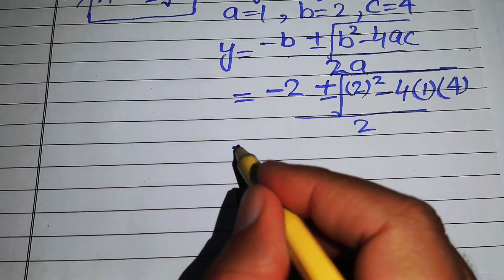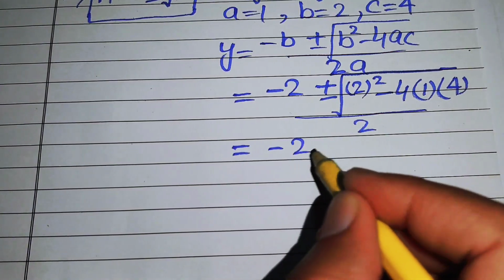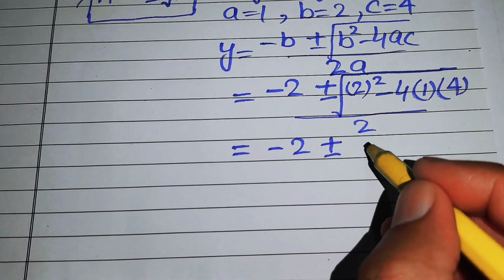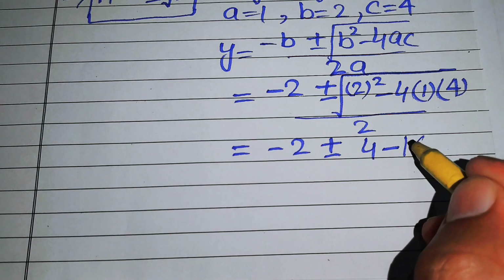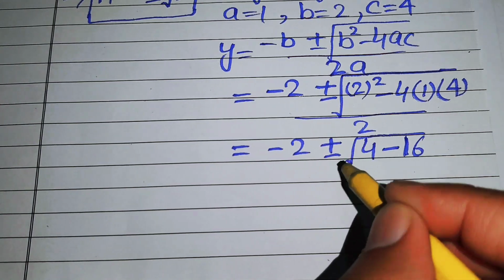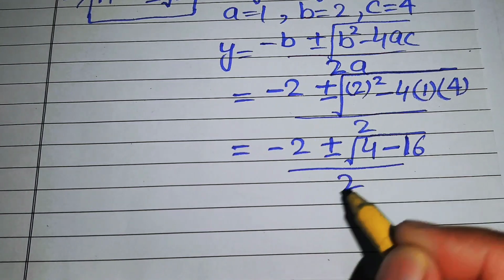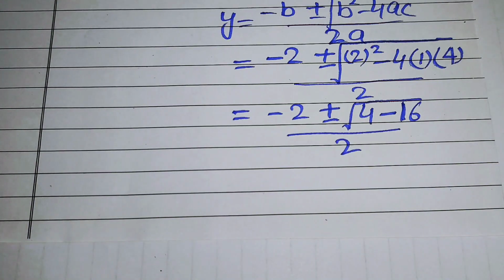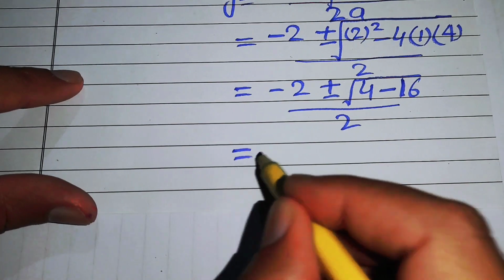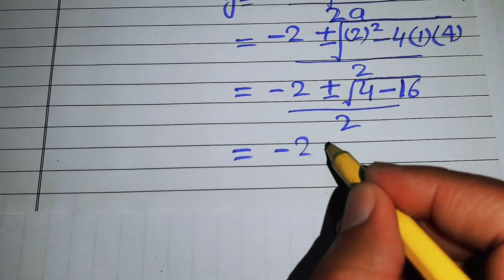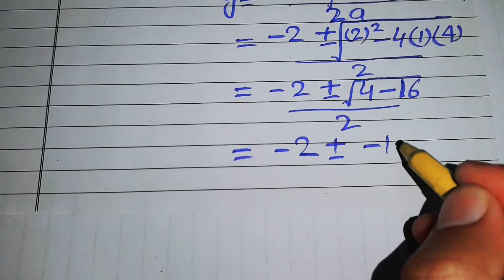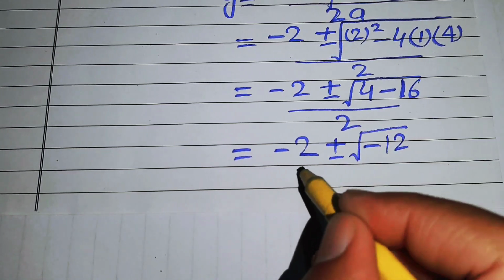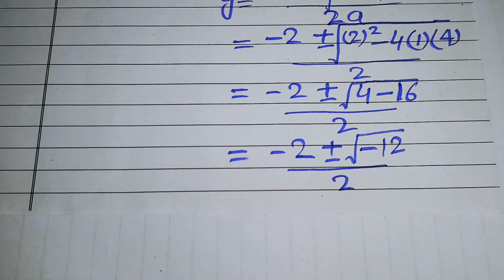And in the next step we will write y equals minus 2 plus minus the square root of, here you have 2 squared becomes 4, minus 4 times 4, which will be equal to 16, all over 2. So now we need a little bit more simplification here, and we will rewrite this equation as minus 2 plus minus the square root of 4 minus 16, which will be equal to minus 12, whole square root over 2.